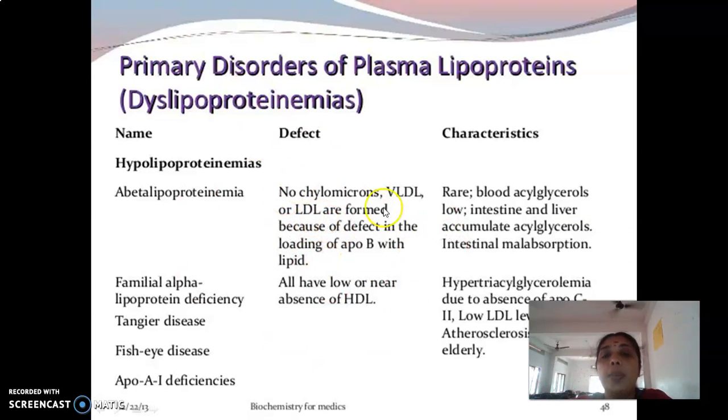So what happens? Ultimately, the lipid metabolism is affected. The intestine and the liver will accumulate fatty acids. So intestinal malabsorption will be happening. So this condition is known as abetalipoproteinemia.